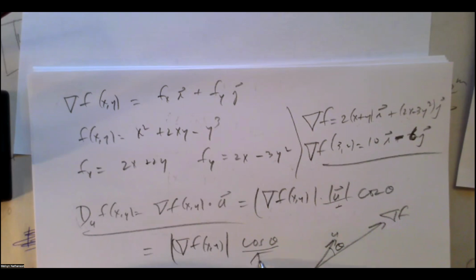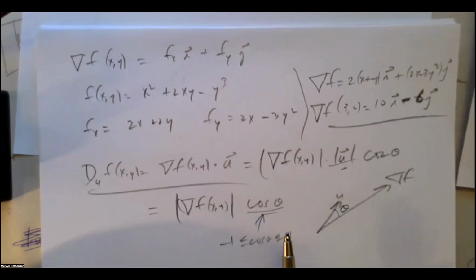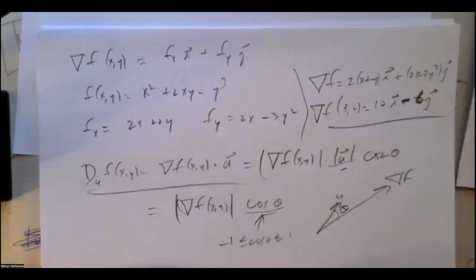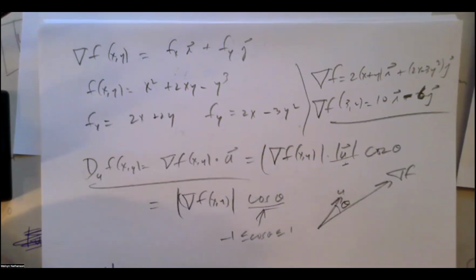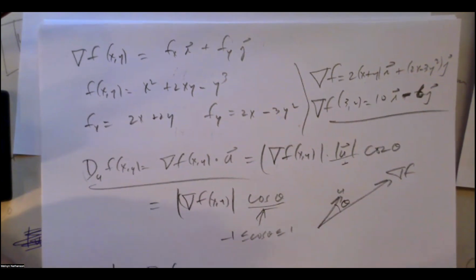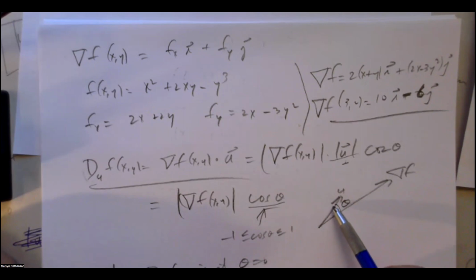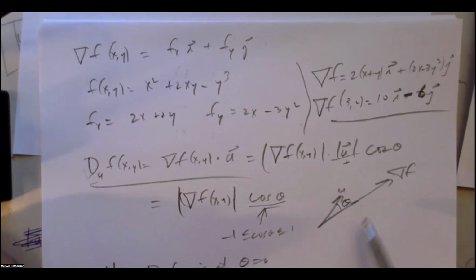Now, cosine theta goes from -1 to +1. So this is largest when this is equal to 1, and it's smallest when it's equal to -1. So the maximum value of the directional derivative of f is at theta equals 0. That is, when we choose the direction exactly in the direction of the gradient. And the minimum is when this is -1, or theta is pi.